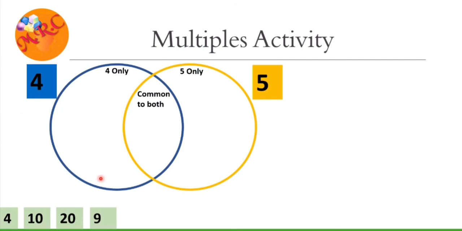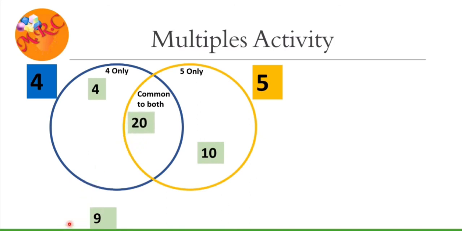You ask them if it's a multiple of 4 only, or a multiple of 5 only, or if it's both a multiple of 4 and also a multiple of 5, which means it's common to both. And they would say 4 only. So we just click and it falls into place. Nice. We go with our 10, click, and it falls into place. We go with our 20, which is common to both, and after they give you the answer, you click and it falls into place.